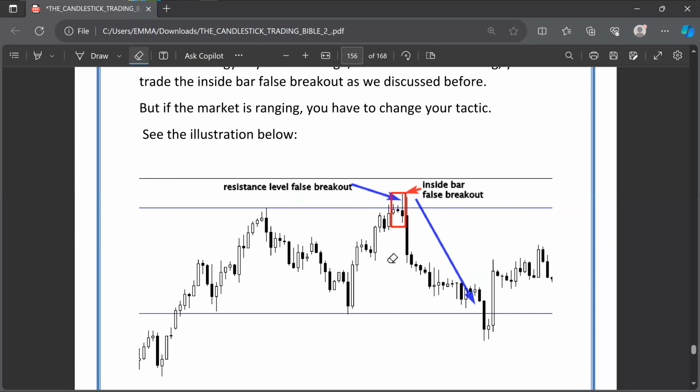We have another one forming here. This is an evening star, with the three candlesticks into consideration. Even if you take the first two, this is a bearish harami forming at the resistance level. So price is going to move down. It's as simple as that.